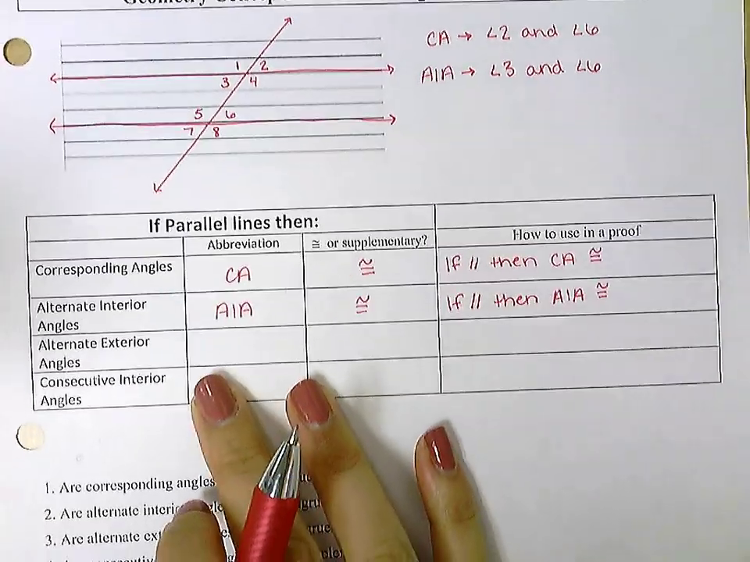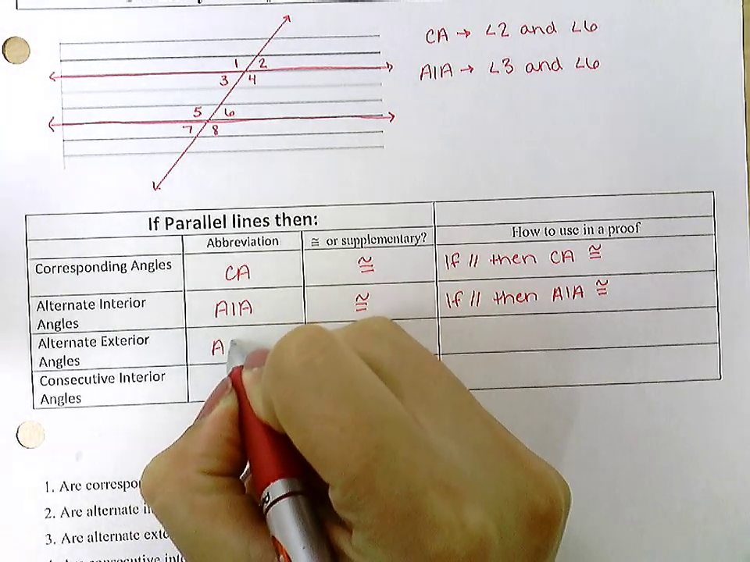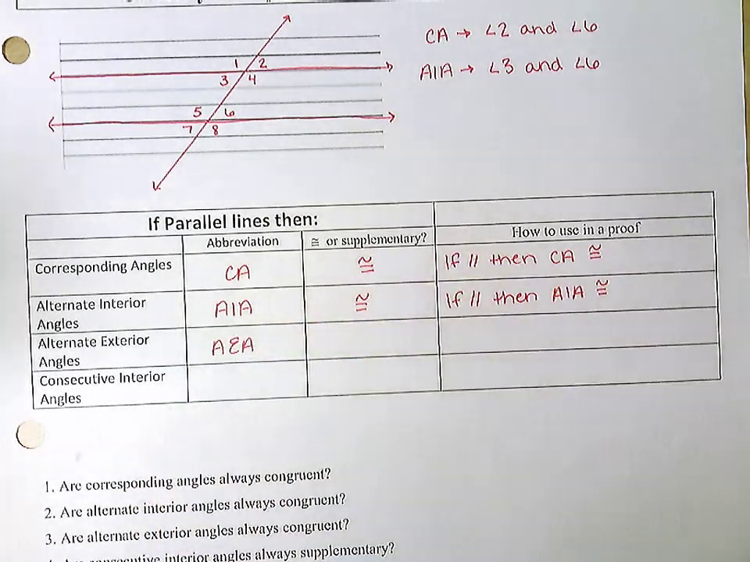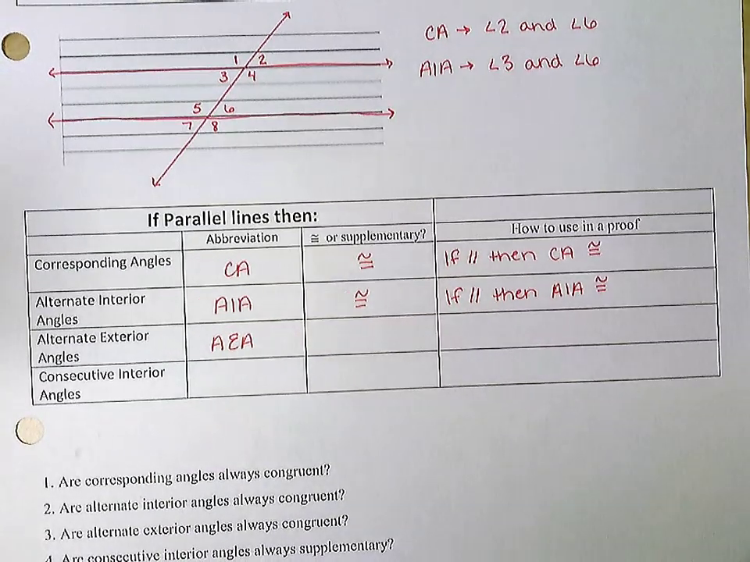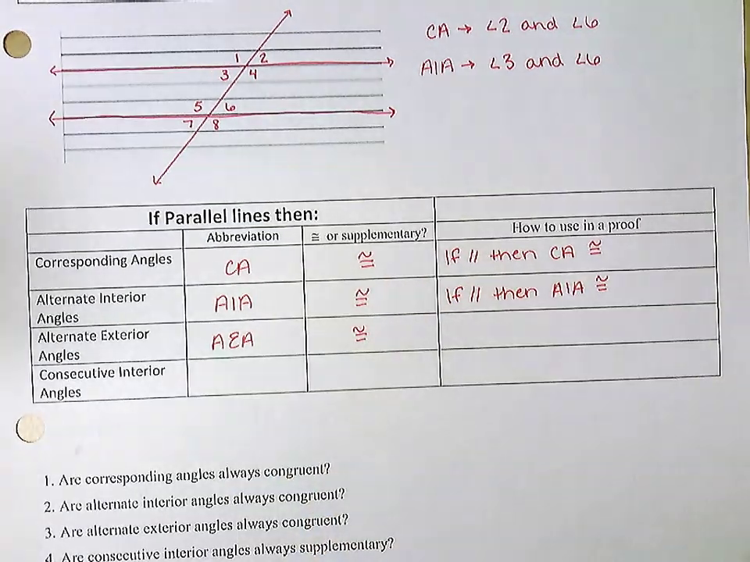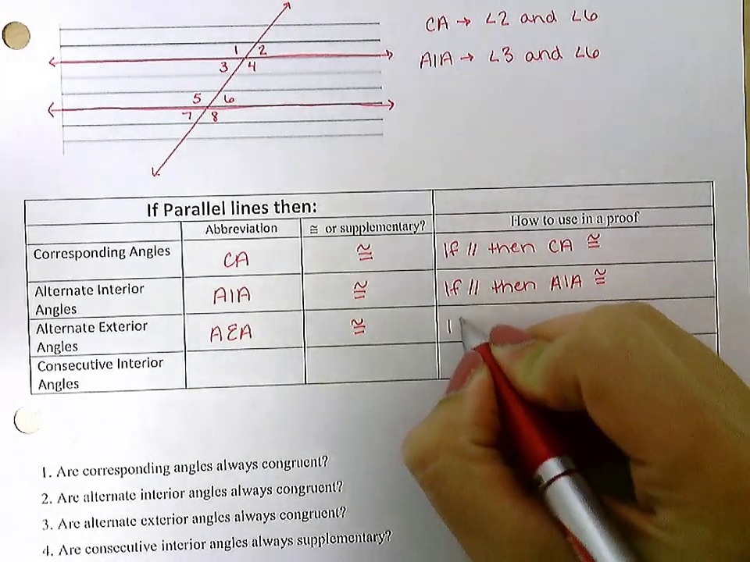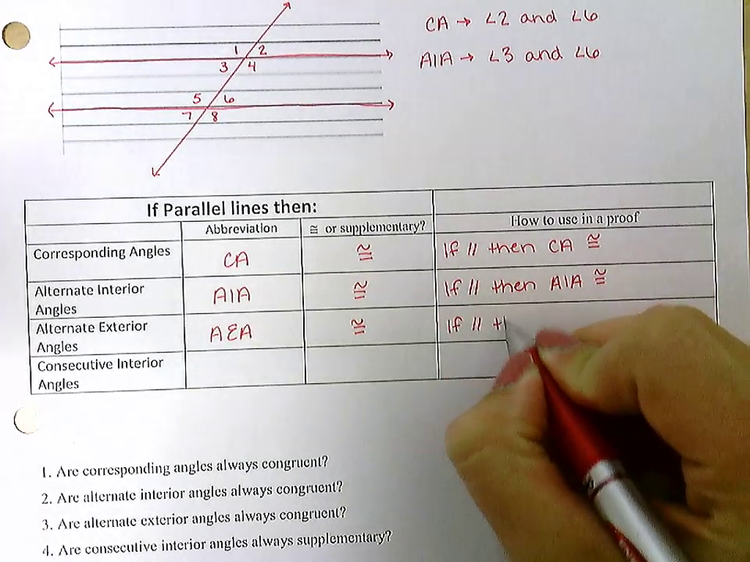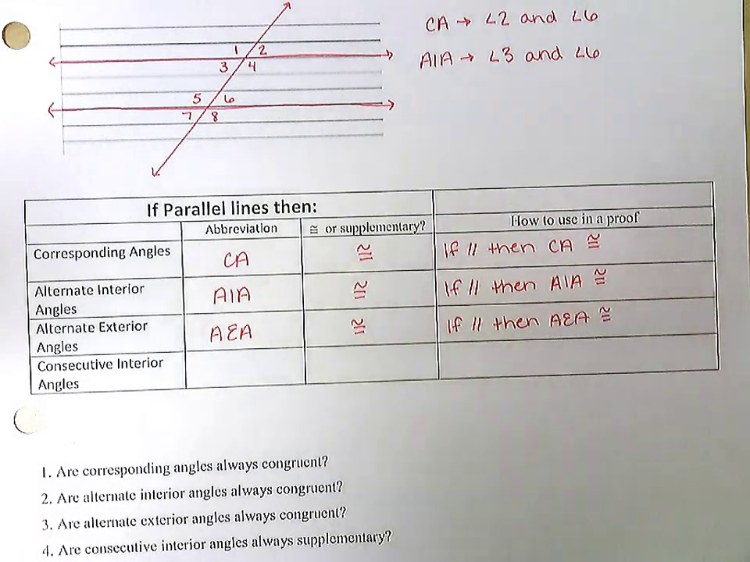All right. Next, we have alternate exterior angles. That abbreviation is AEA. Yes, I make my E a cursive E. I'm sorry. Those angles are also congruent if you have parallel lines. To use in a proof, we say if parallel, then AEA are congruent.